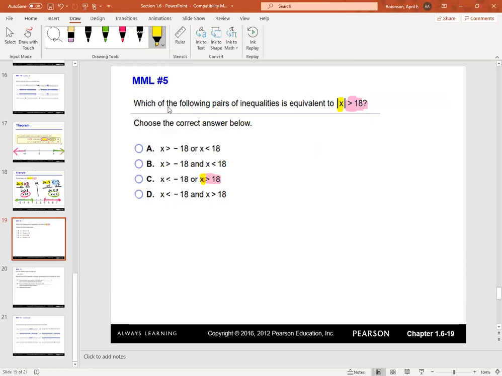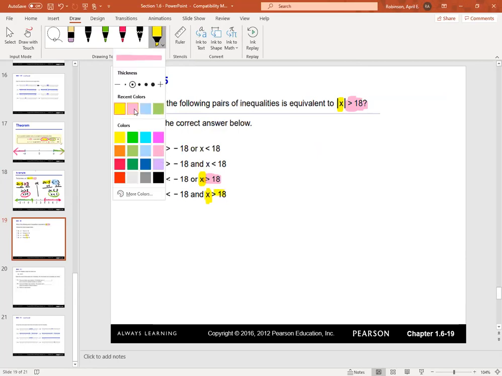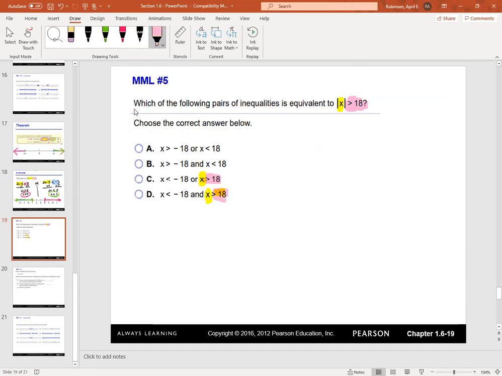Is that the only one? Nope, and this one too. X is greater than 18, so it's one or the other here. But then you have to reverse it, and the other one's going to be x is less than negative 18. You're going to change your greater than to less than, and the 18 goes to negative 18. They both switch signs, if you will.